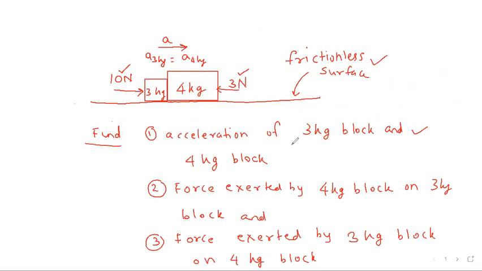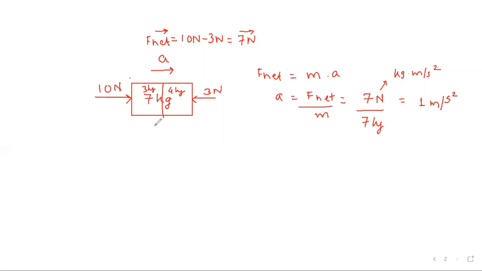Your first answer is that the acceleration of the 3 kg block and the 4 kg block is 1 meter per second square. The 3 kg and 4 kg have a common acceleration of 1 meter per second square. Now, what is the force exerted by the 4 kg block on the 3 kg block? For that, we need to draw a free body diagram for the 4 kg block and the 3 kg block.